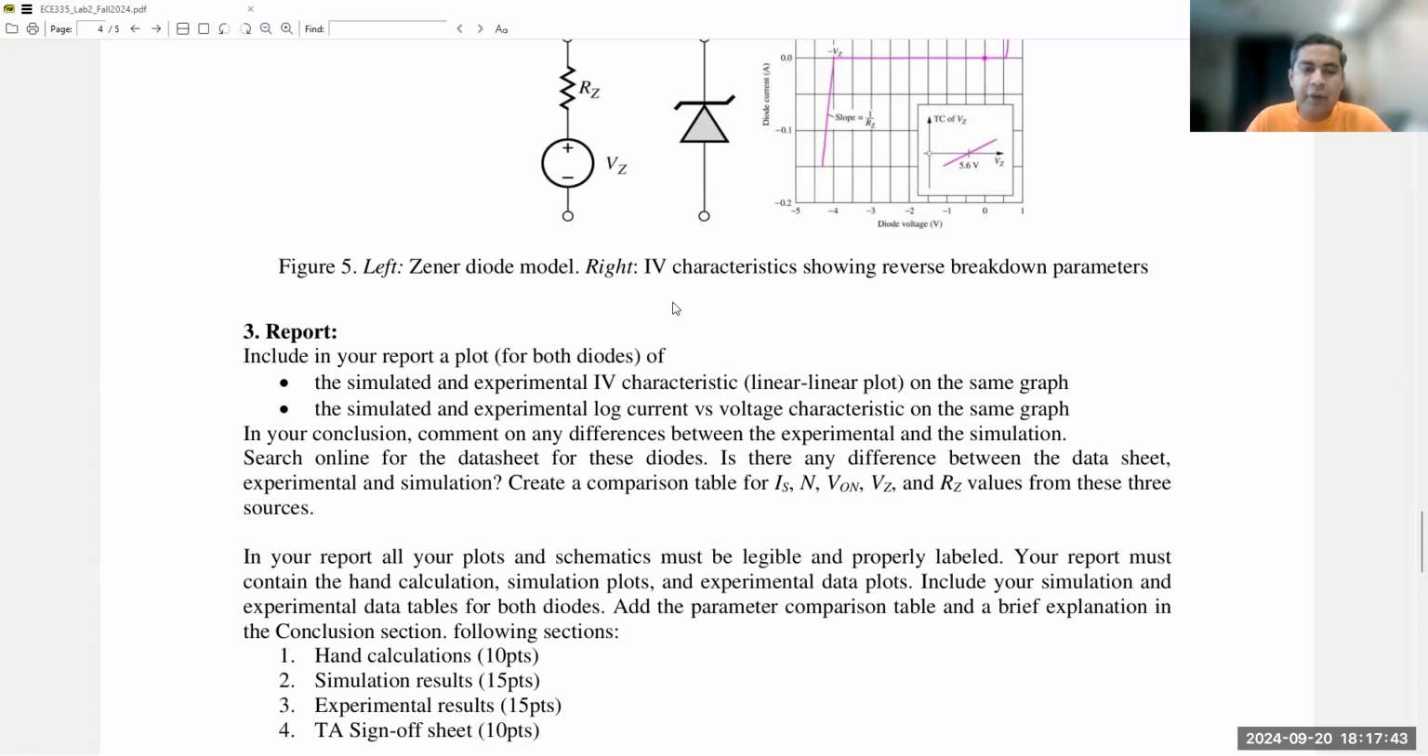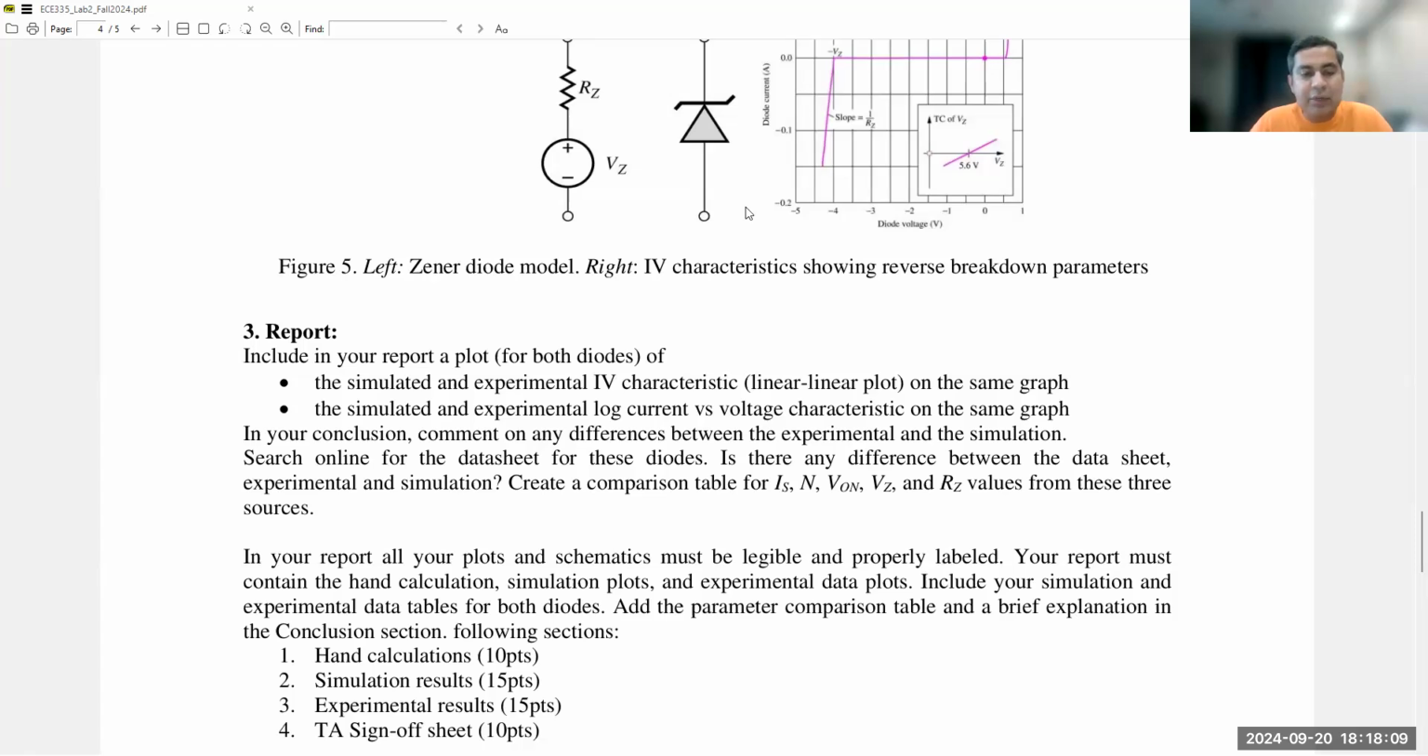And it should have your hand calculation, like how you estimated the maximum current and maximum voltage for your circuit, and you should include the simulated plots and the experimental data plots, where you have the data points listed in a table, and then you include the tables for both diodes and the parameter comparison.